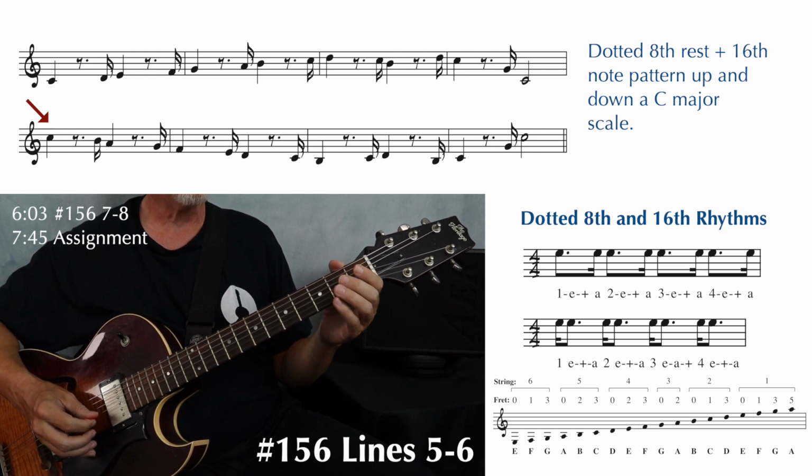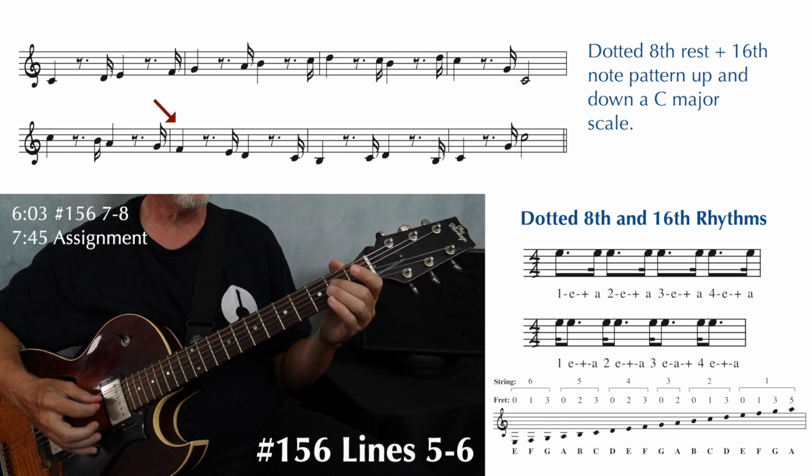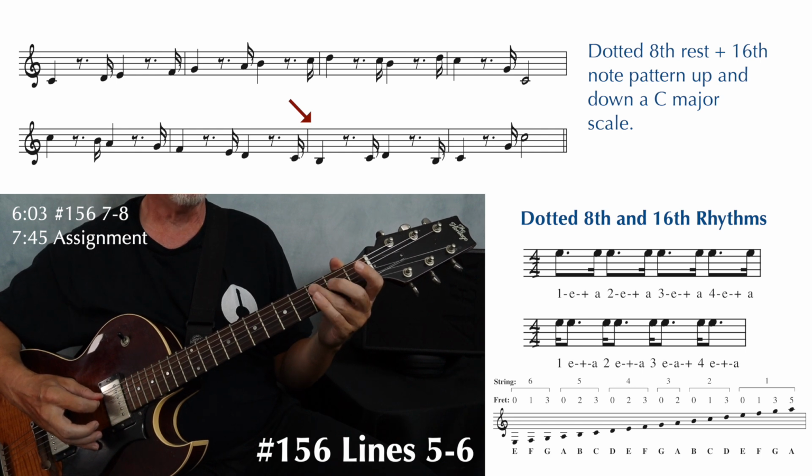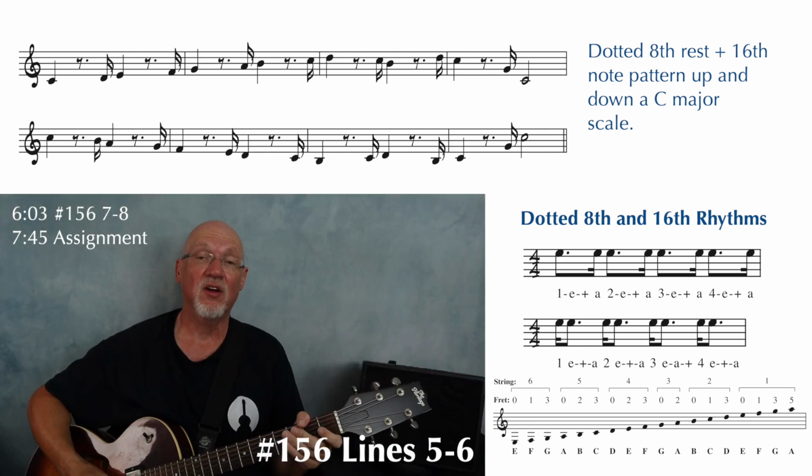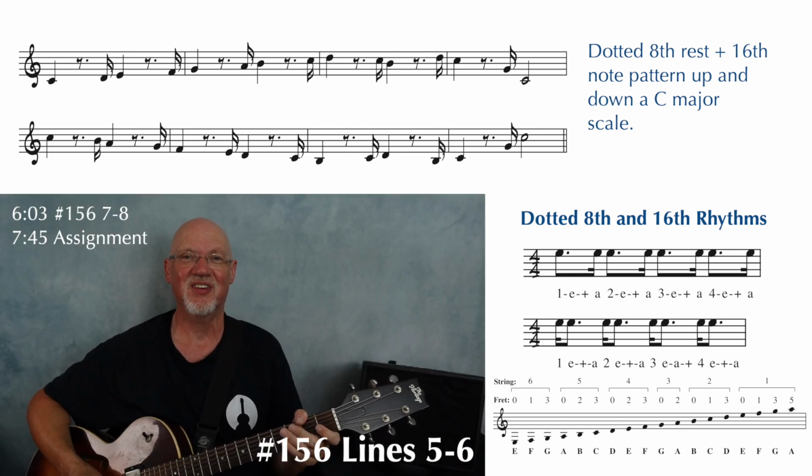1, 2E and a 3, 4E and a 1, 2E and a 3, 4E and a 1, 2E and a 3, 4E and a 1, 2E and a 3, 4. Put that all together, here's what lines 5 and 6 sound like.